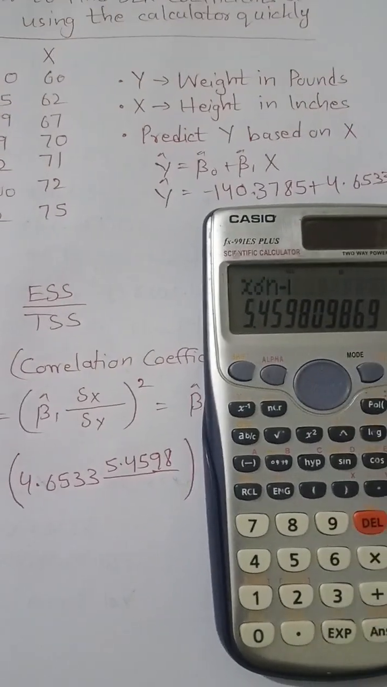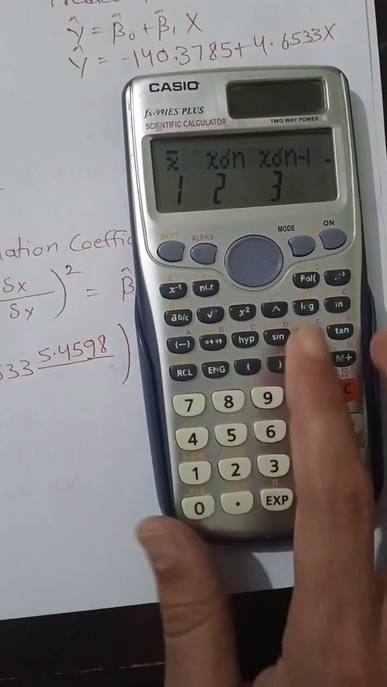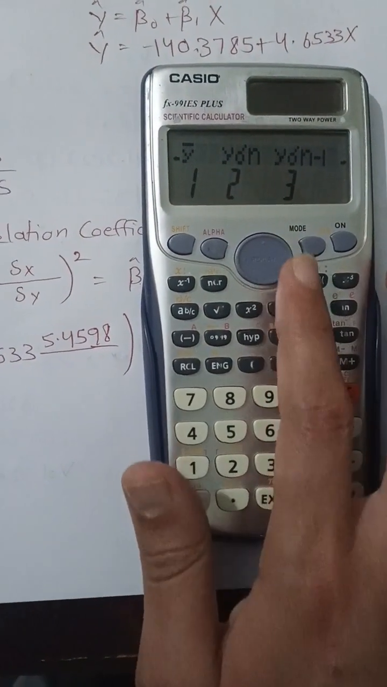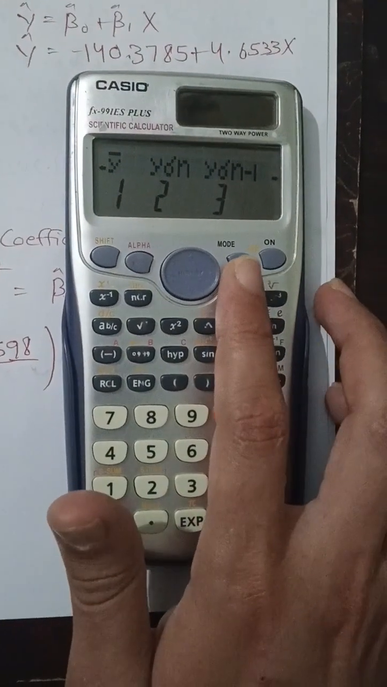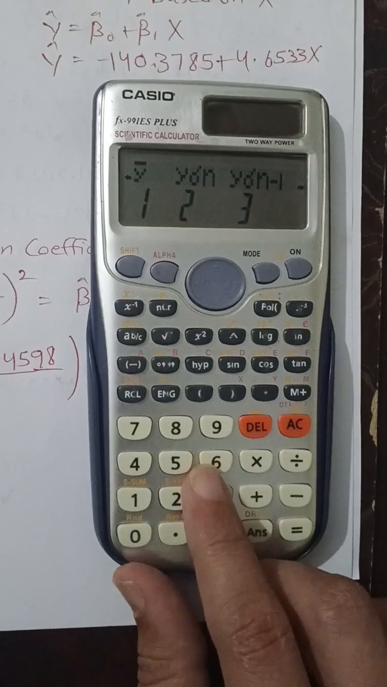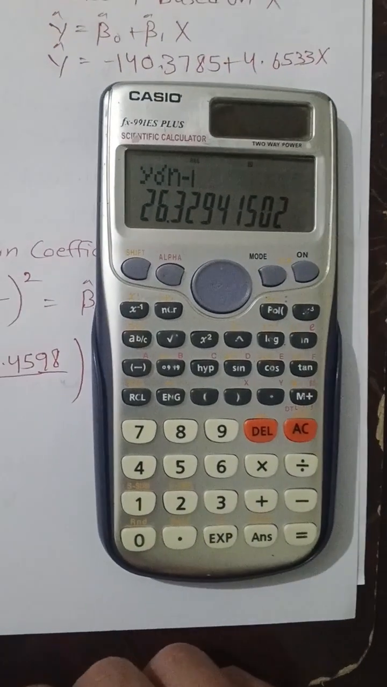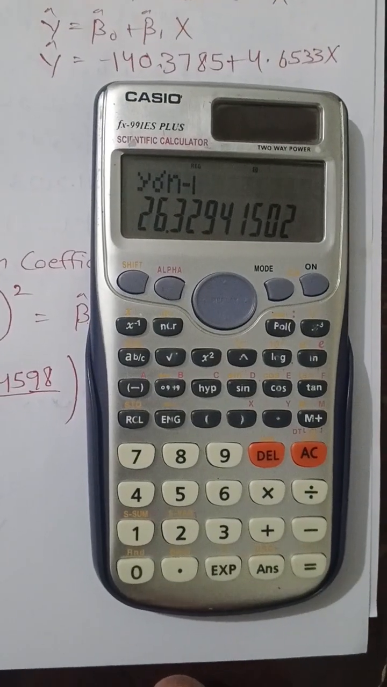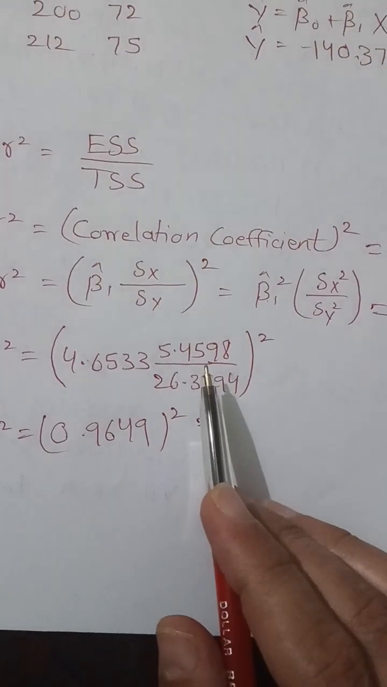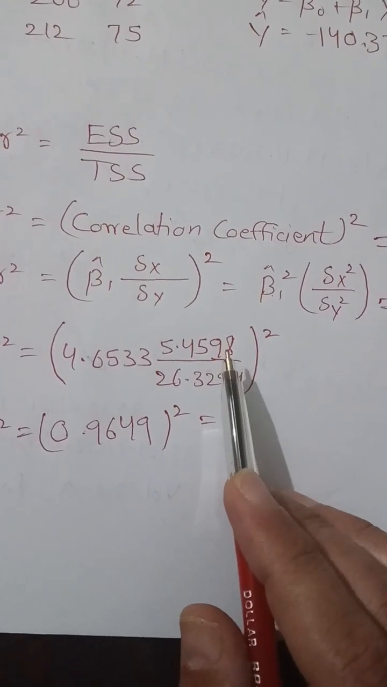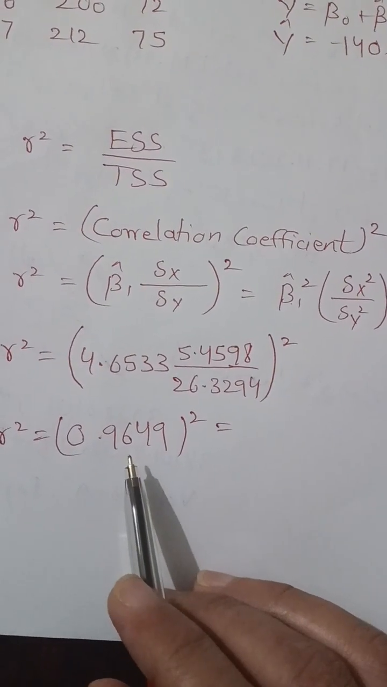Next, find the sample standard deviation of y variable. Go to next, and here you can see the option of sample standard deviation of y. You will get the answer by pressing 3, then press equal. So here is the sample standard deviation of y, which is 26.3294. Now that I have found both standard deviations, I divide them and then multiply with the slope coefficient, and I found the answer 0.9649.